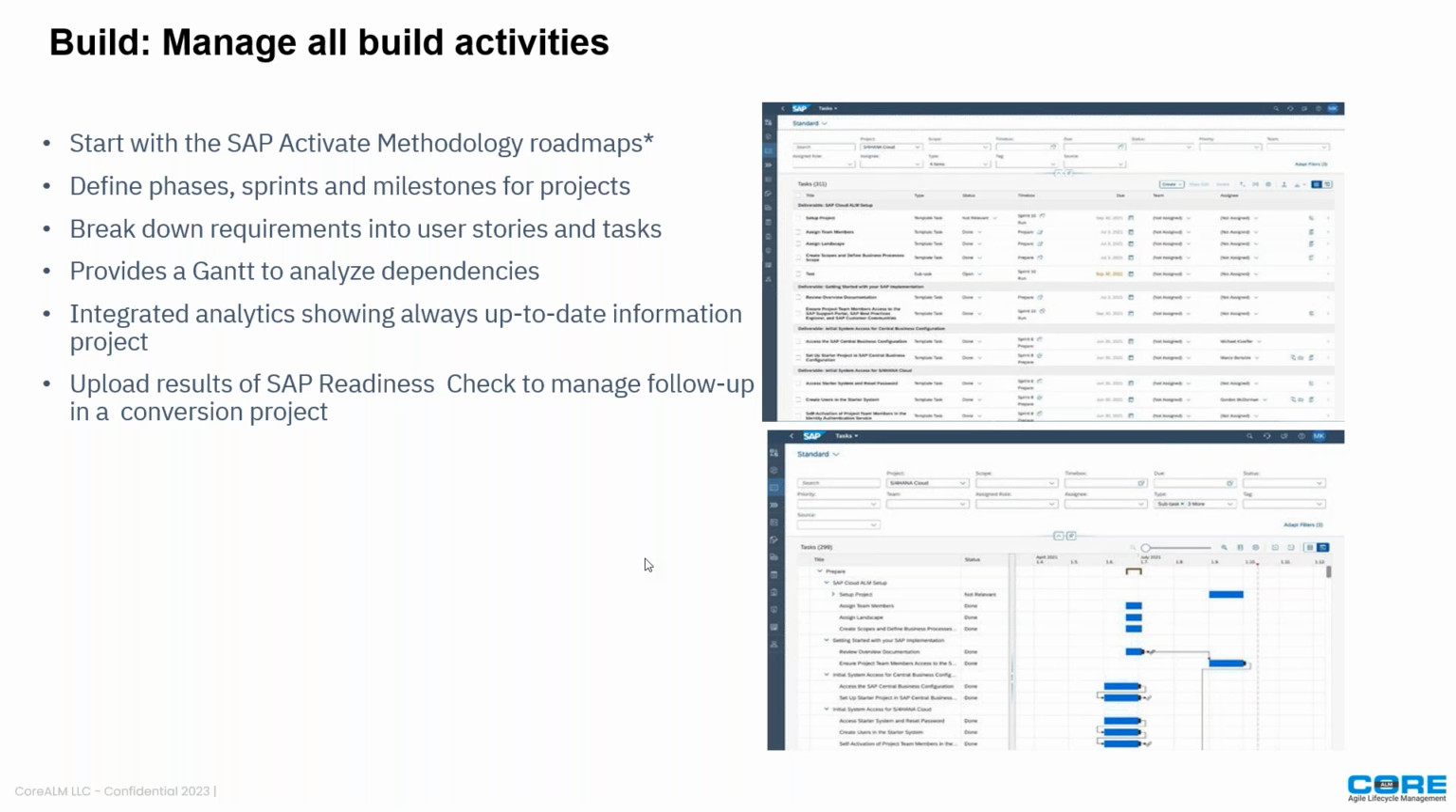So similar to other project tools, you can have as many tasks and subtasks as you need in order for you to deliver a project. You will have a Gantt chart, as you see here at the bottom. So primarily will show you different dates and timelines, including dependencies that you have between tasks as well. There's also different integrated analytics that show up-to-date information for the project, and then you can also upload different results from SAP Readiness Check and follow up on a conversion project as well.